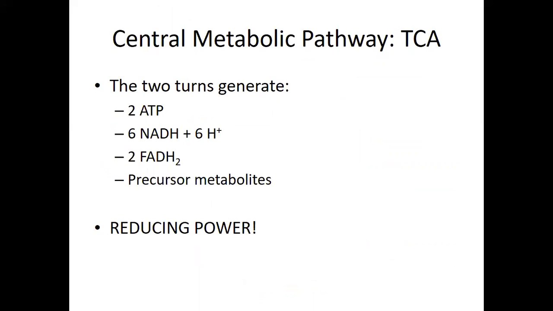So again, ATP, 6 NADH. Don't forget too that we're generating 2 NADH from the transition step. And so if you group the transition step and the TCA cycle together, you're actually getting 6 NADH. You get 2 FADH2 plus some other precursor metabolites. And remember, this is all because you're going through 2 turns: 1 molecule of glucose, 2 molecules of pyruvate, 2 molecules of acetyl-CoA, right?